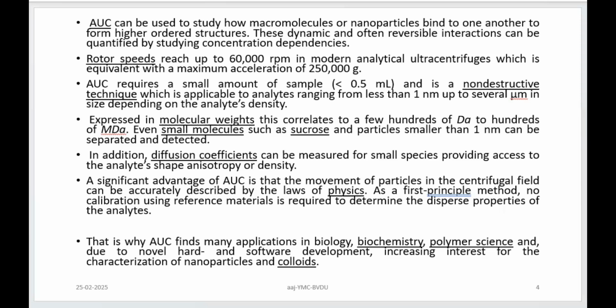Here, you don't need that. So no calibration using reference material is required to determine the dispersed properties of the analyte. That is another important thing. And many applications are there, as you can guess, in biology, biochemistry, polymer science, chemistry, colloidal sciences. I mean, molecules which are in colloidal state, nano state also can be characterized.